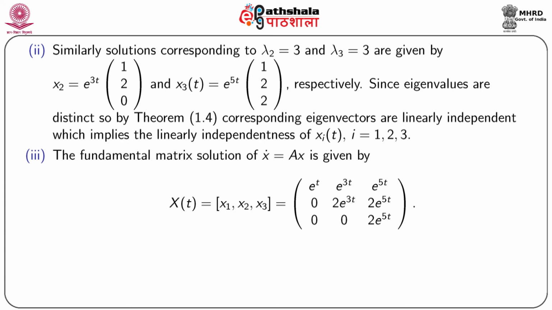Therefore, the fundamental matrix solution of x dot equal to Ax is given by the matrix X(t), which is equal to [e^t, e^{3t}, e^{5t}; 0, 2e^{3t}, 2e^{5t}; 0, 0, 2e^{5t}].